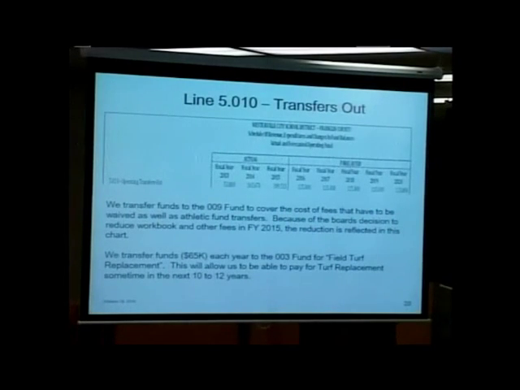We still reflect the $65,000 each year that we're going to transfer into the turf replacement fund, which is an 003 account, to hopefully have enough in there for when we need to replace those.